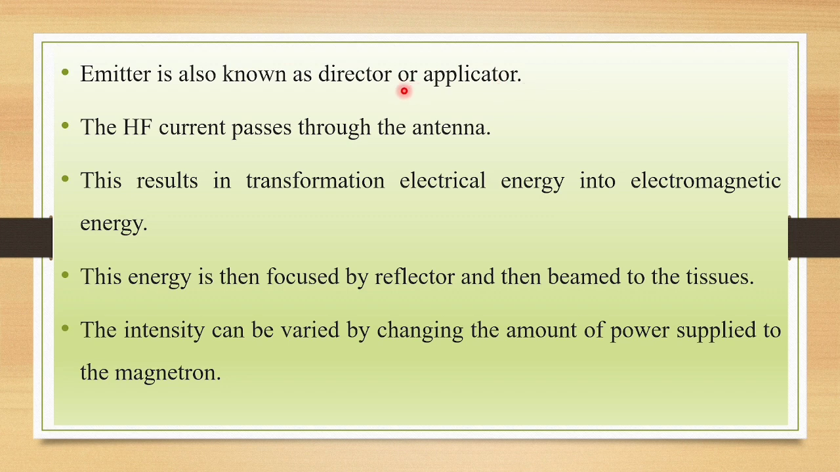The emitter is known as the director or applicator. The high frequency current passes through the antenna. This results in transformation of electrical energy into electromagnetic energy. This energy is then focused by the reflector and beamed into the tissues. The intensity can be varied by changing the amount of power supplied to the magnetron.